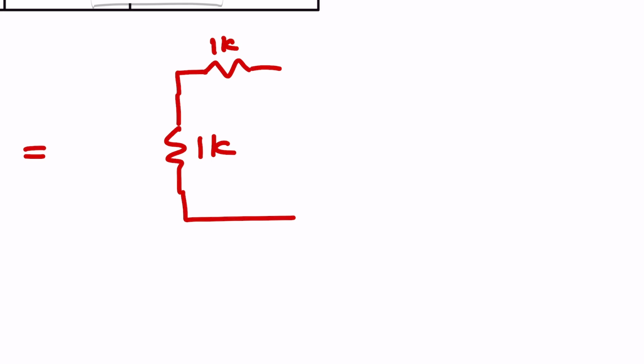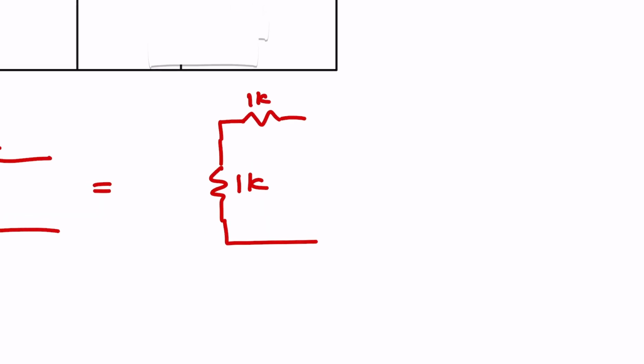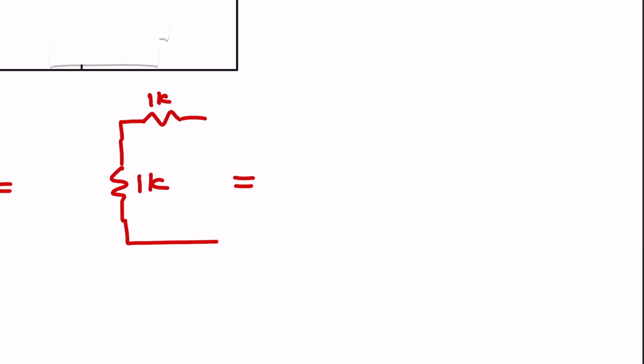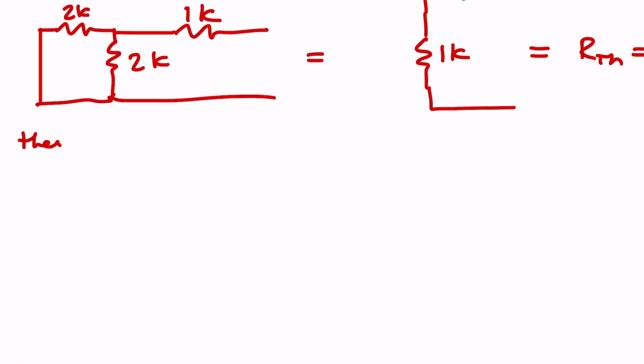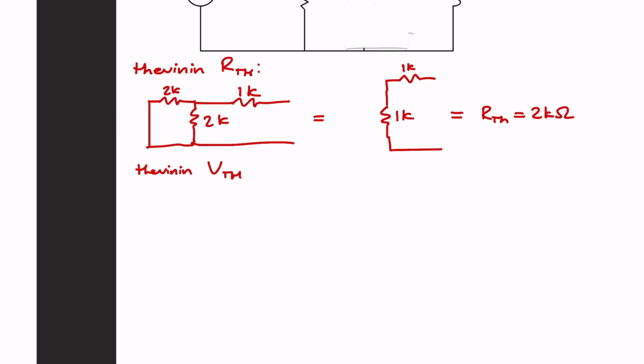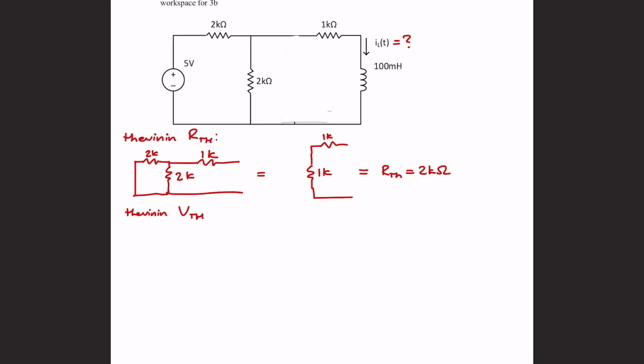Now here's the thing. We know that these two are in series, which means we can combine it even further and just say that RTH is equal to 2k ohms. All right? Okay, pretty straightforward. Now, let's find the Thevenin VTH. All right, that's the last thing we need.